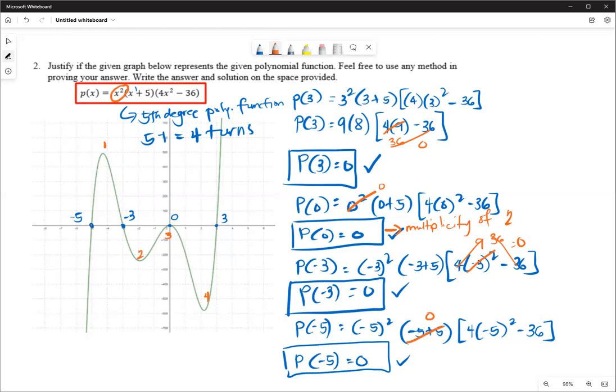So having those verifications, we can say that this graph is really the graph of our given polynomial function, which is p of x is equal to x squared times (x plus 5) times (4x squared minus 36). That's it.